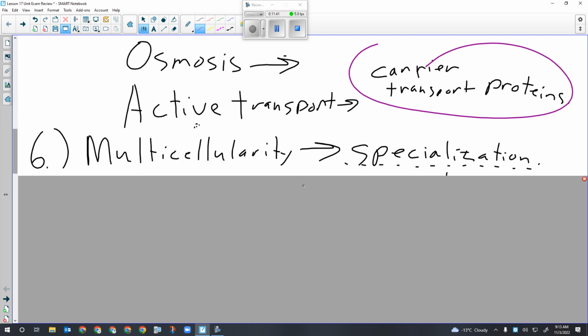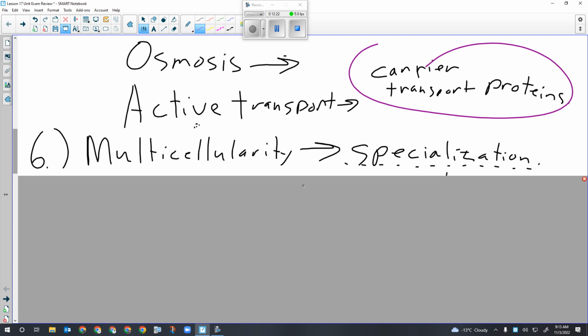All right. Then we talked about multicellularity. Okay. We talked about how a true multicellular organism has specialization. What was our example organism for this? Okay. The plant. Specifically what part? The leaf. Specifically the layers of the leaf.